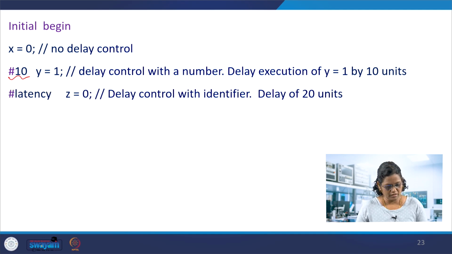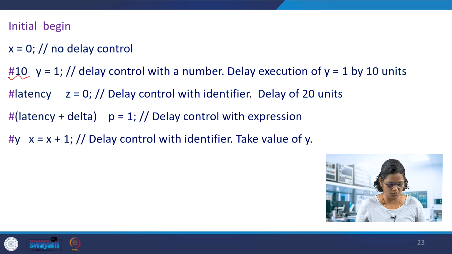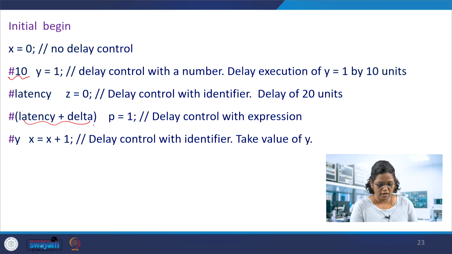And then #latency, it's a regular delay. Latency is given as 20 in the previous slide. Using the parameter we declared that latency is 20. So the latency can be an identifier, the delay of 20. Instead of having simply the number, you can use this latency identifier as well. In the other case, latency plus delta, you can use the expression of adding 20 plus 2, delta was defined as 2, so after 22 time units this expression assigns p equal to 1.